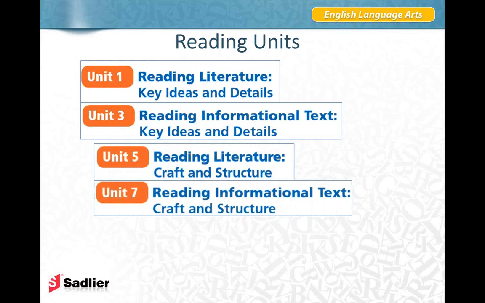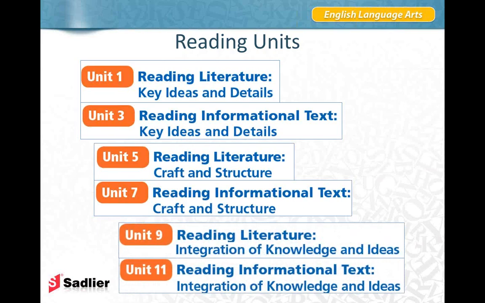Units 5 and 7 address the craft and structure standards of the reading strand, using literature and informational text. And then units 9 and 11, they address the integration of knowledge and ideas using literature and informational text. Now, the last topic in the reading strand is the range of reading text, the types of text. And that, of course, is woven throughout each of these units, the different types and range in text complexity.